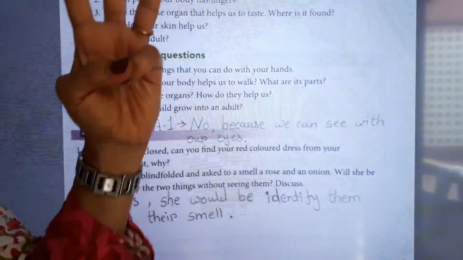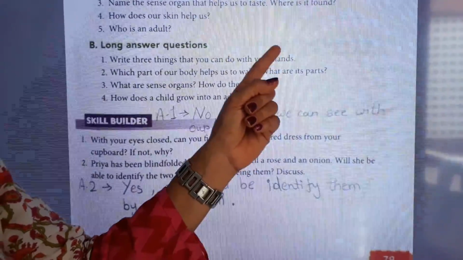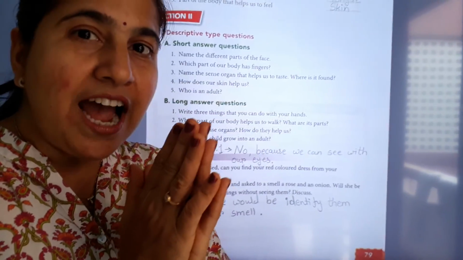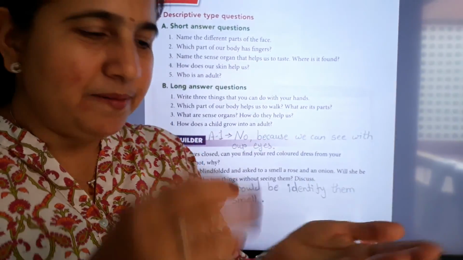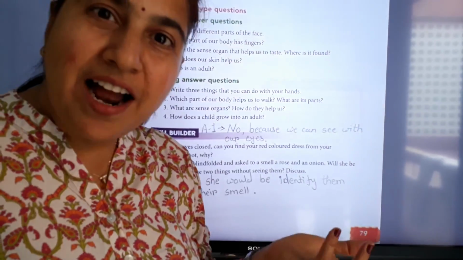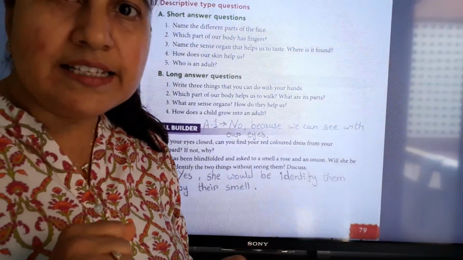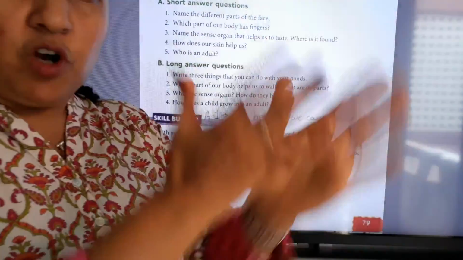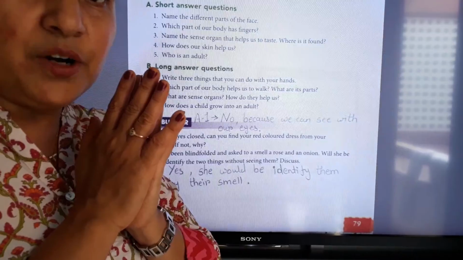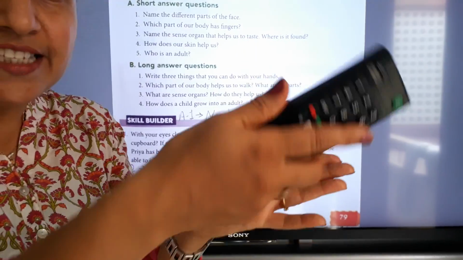How many things? 3 things that you can do with your hands. Which things can you do with your hands? We can clap. We can eat. We can write. We can paint, and many other things, like we can wash clothes, wash utensils. Yes, we can hold things with our hands.